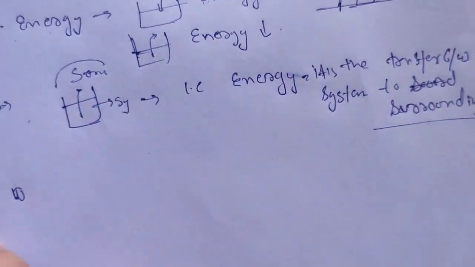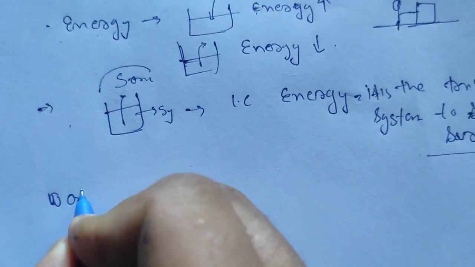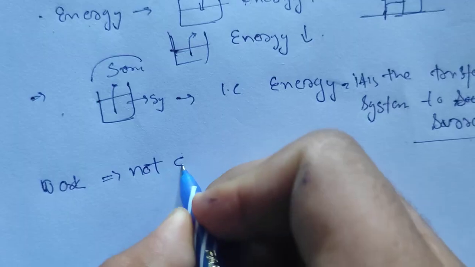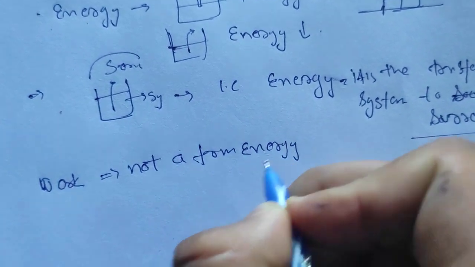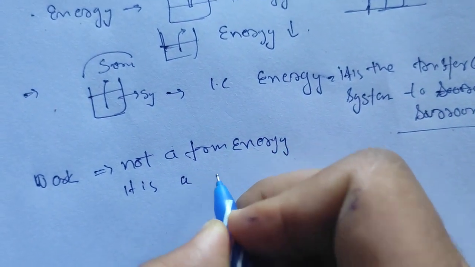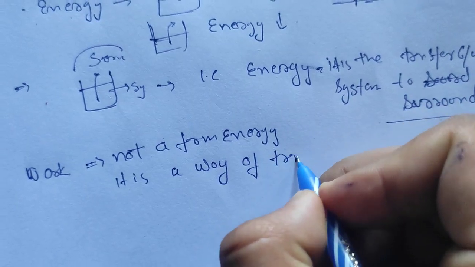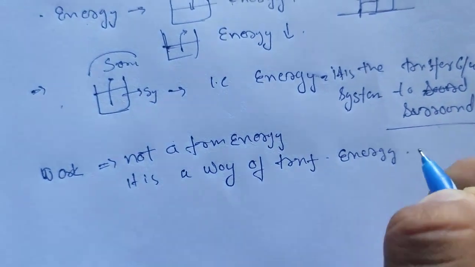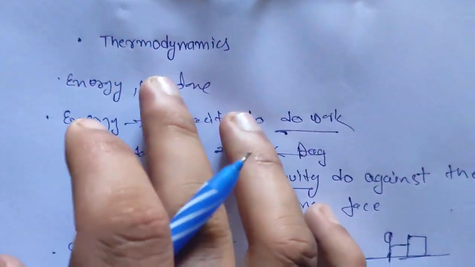In other words, work is not a form of energy. It is a way of transferring energy. Okay, so this is the basic definition of energy and work done.